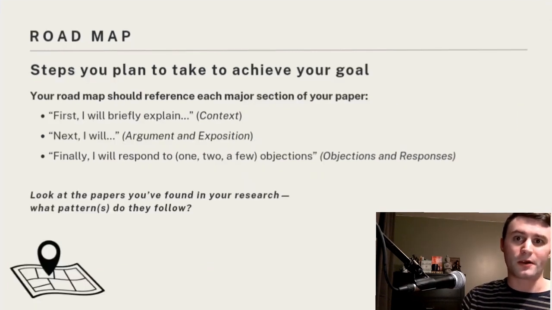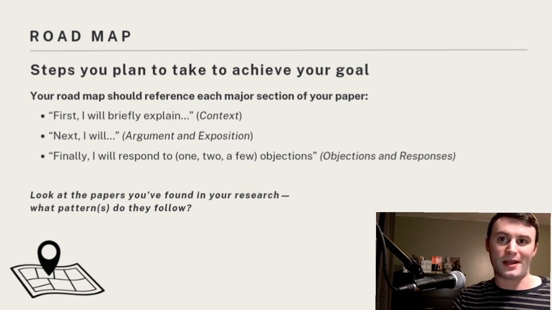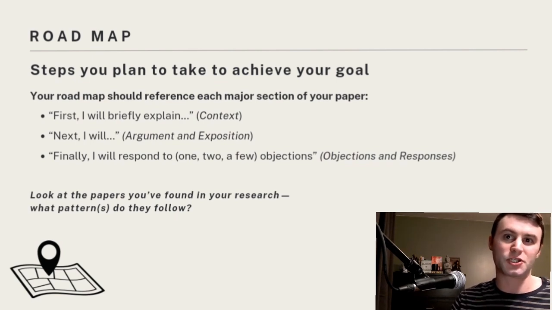So finally, there is your roadmap. A roadmap is basically a short summary of the steps you intend to take to accomplish your goal with your paper, defending your thesis. The best way to think about a roadmap is to make sure that each sentence references a major section of your paper. So your background and context, your argument and exposition, and finally your objections and responses. Including a roadmap at the end of your introduction ensures that your reader will understand the purpose of each section of your paper as they're working their way through.